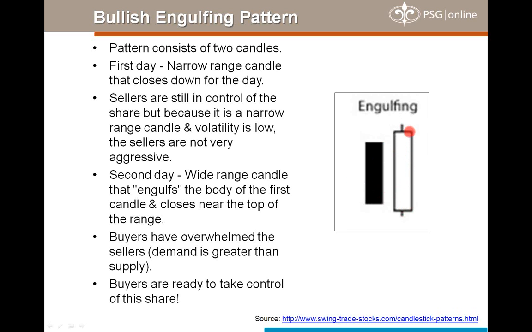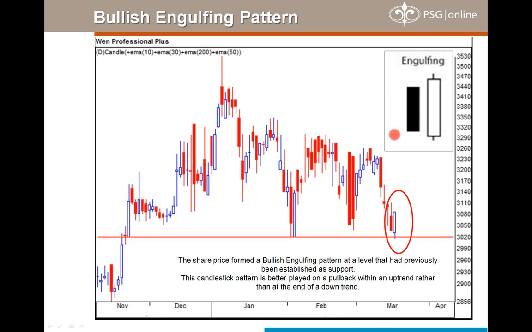So the buyers are overcoming the sellers. In other words, demand is overcoming supply. And obviously this is where we take control. The trend reverses from a downtrend to an uptrend. Here's an example, and this is what I find very, very important. If you find this pattern near a support level, it gives it much more emphasis. You've got a very good chance of a bounce from here.